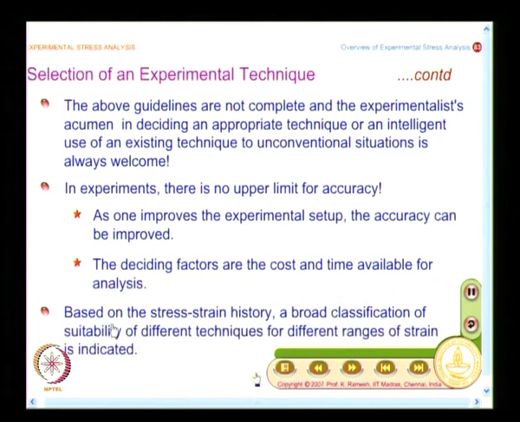And what we will look at now is, based on the stress strain history, a broad classification of suitability of different techniques for different ranges of strain in the next slide. So, this is what we are going to look at. You can broadly classify based on the stress strain range you want to find out.